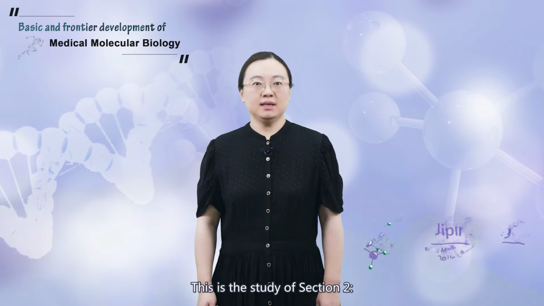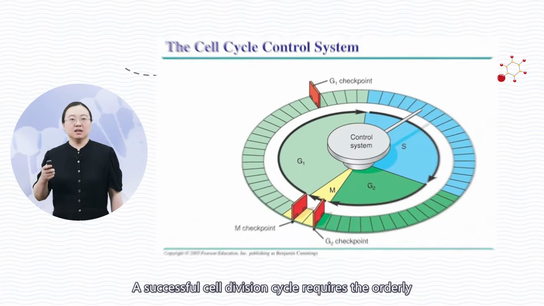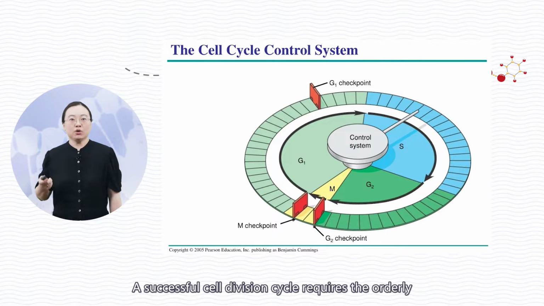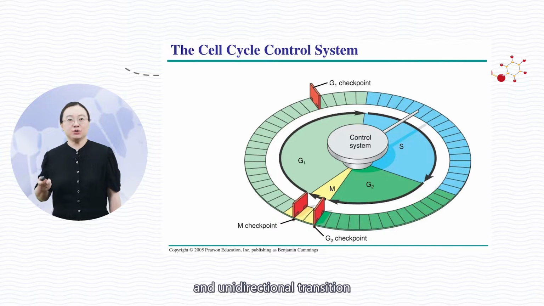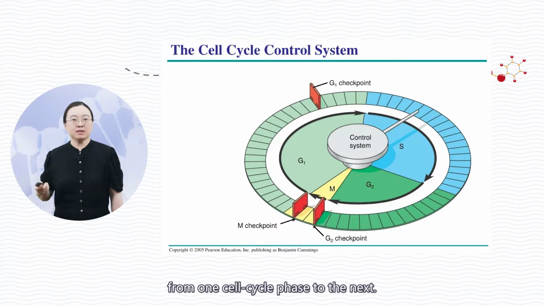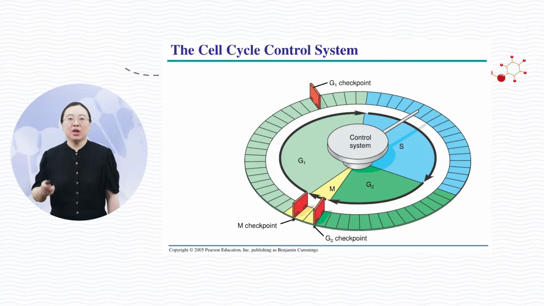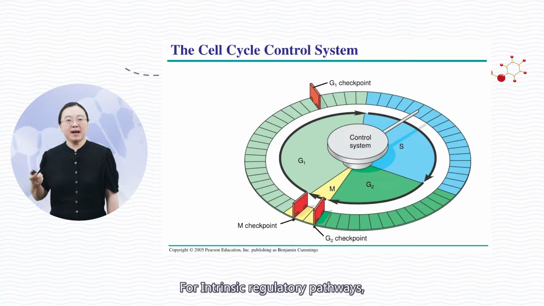Hello everyone, this is a study of Section 2, Regulation of Cell Cycle. A successful cell division cycle requires the orderly and unidirectional transition from one cell cycle phase to the next. Intrinsic regulator pathways are responsible for the precise ordering of cell cycle events. For example, entry into mitosis must always come after DNA replication.